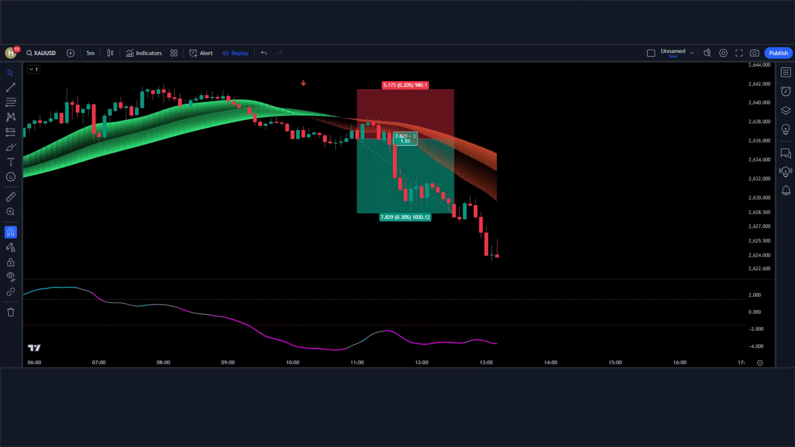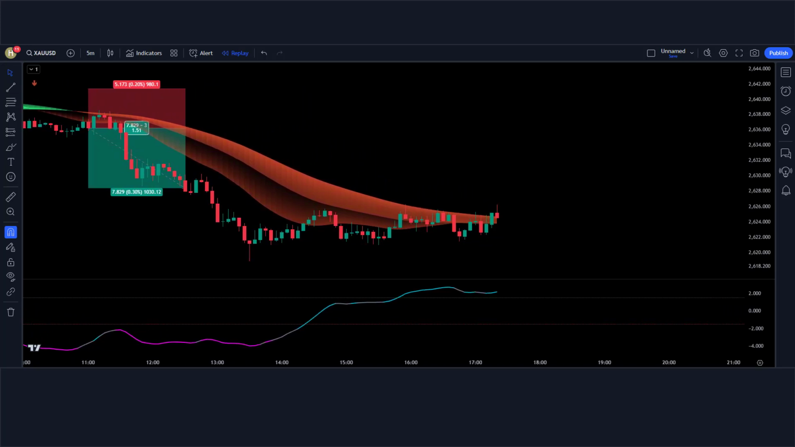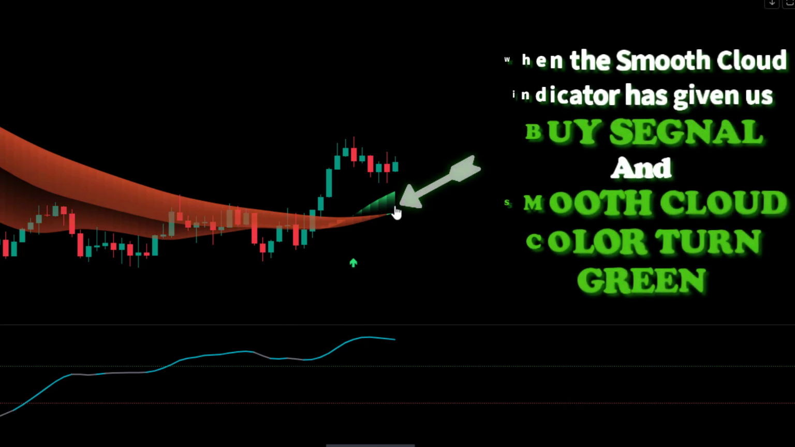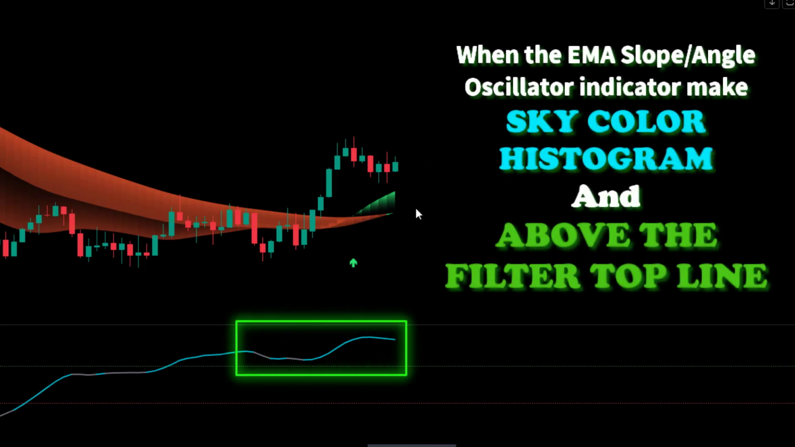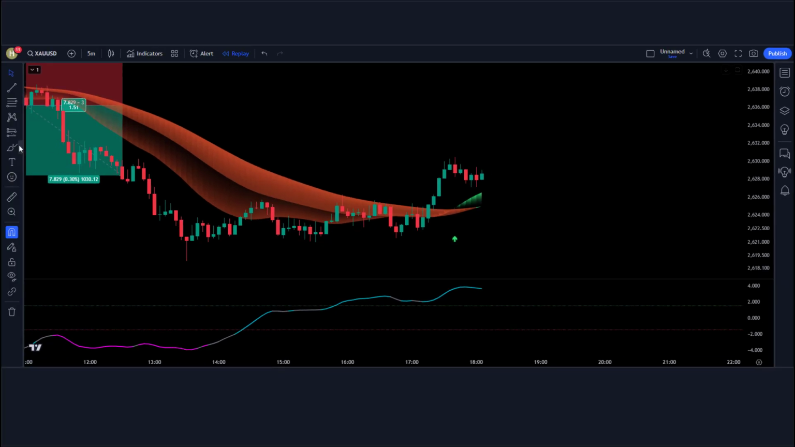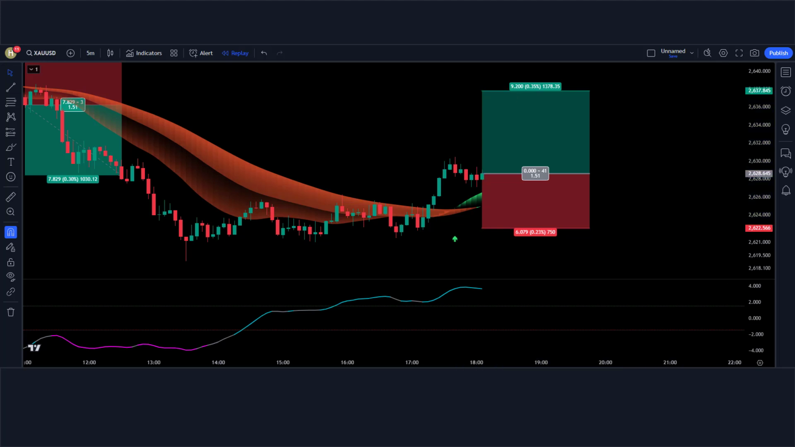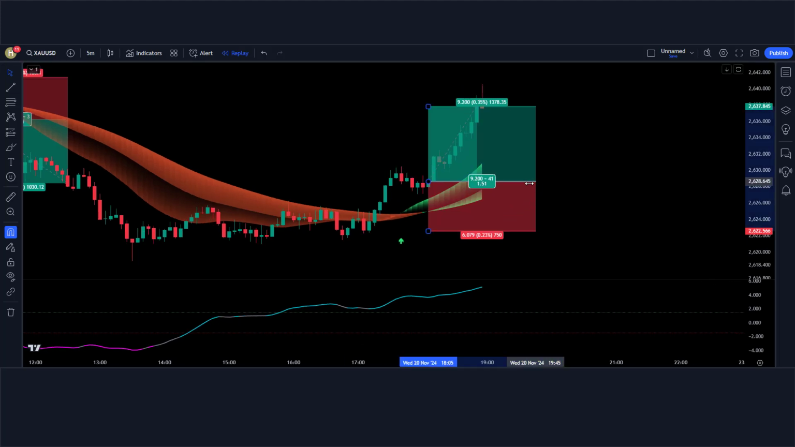Now let us understand long position. When the smooth cloud indicator has given us a buy signal and smooth cloud color turns green, when the market has formed a bullish candle, when the EMA slope/angle oscillator indicator makes sky color histogram and above the filter top line. If this condition is fulfilled, then we will place a buy order. Our stop loss will be placed at the previous low of the market. And the risk to reward ratio will be 1:1.5. The market has completely hit the target.